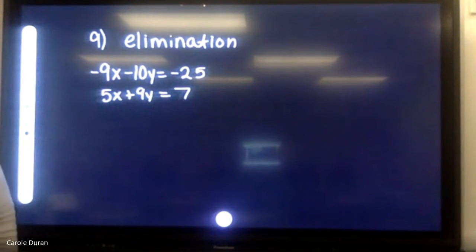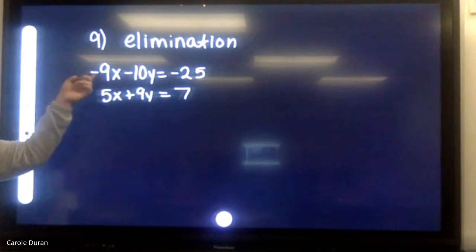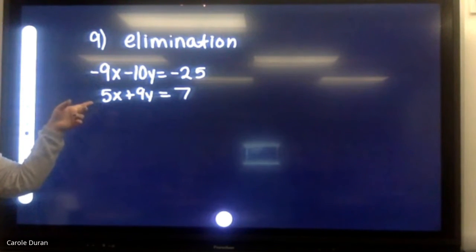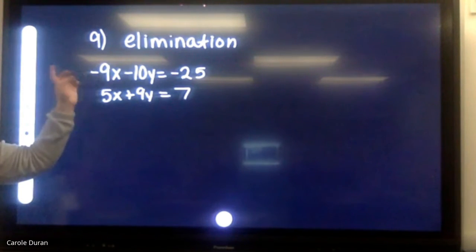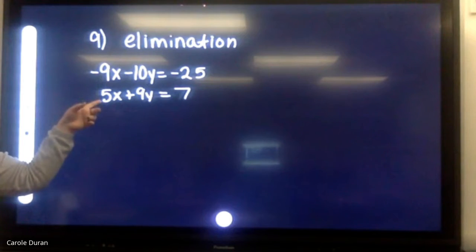So when we have elimination, my goal is to make 2 of my variables match, but with opposite signs, so that I can add straight down and cancel them out. It does not matter which variable we choose to eliminate first, because we're going to solve for both of them. So as I'm looking at this, which one do you guys want to solve for? X or Y? X. Okay. So this x is a negative 9, this x is a positive 5. So then to make them match with the opposite sign, I need to multiply the top one by 5 and the bottom one by 9.